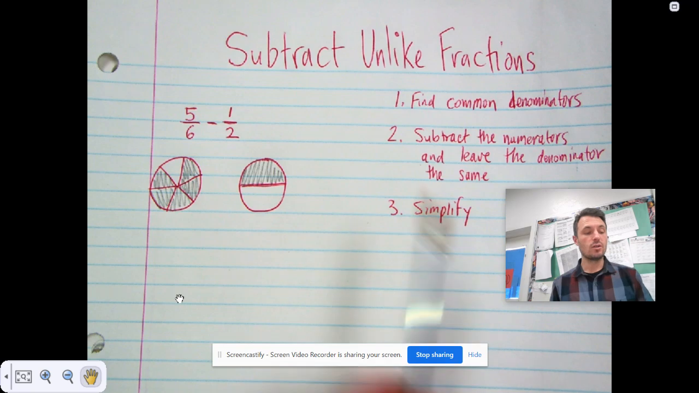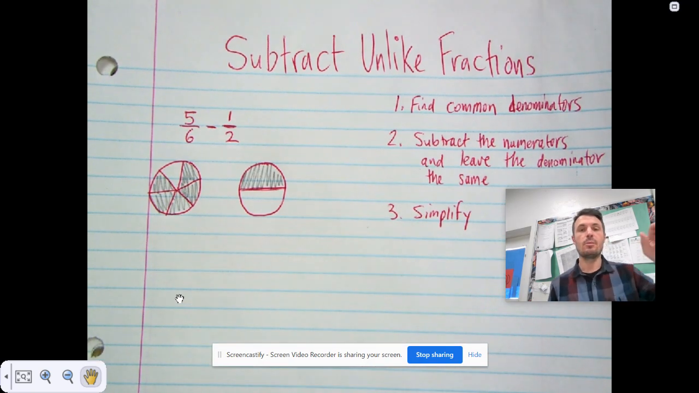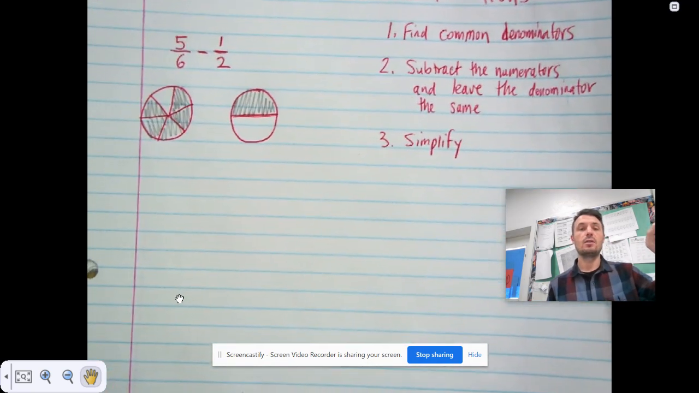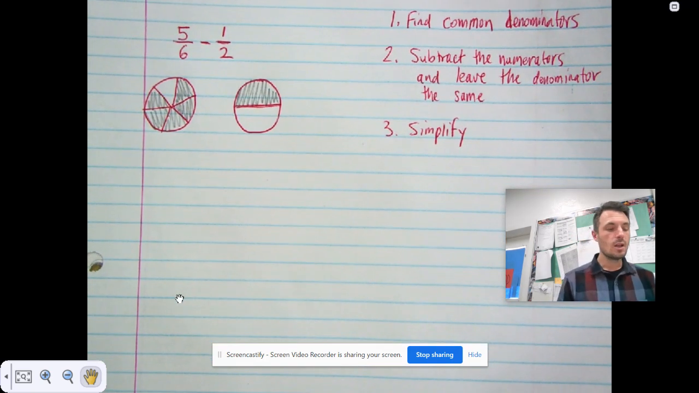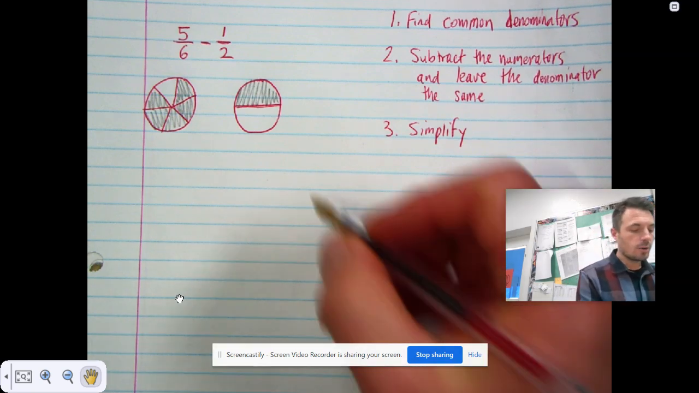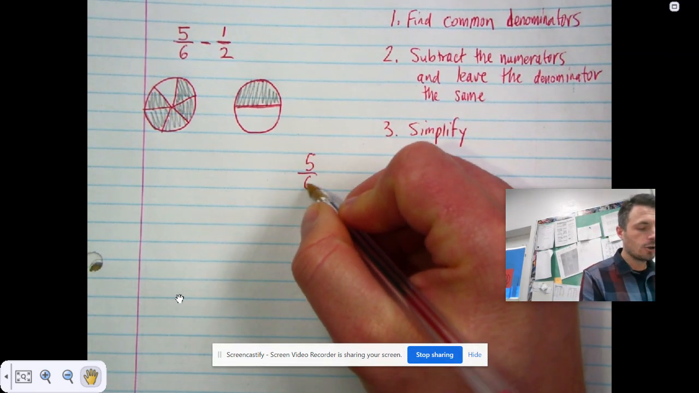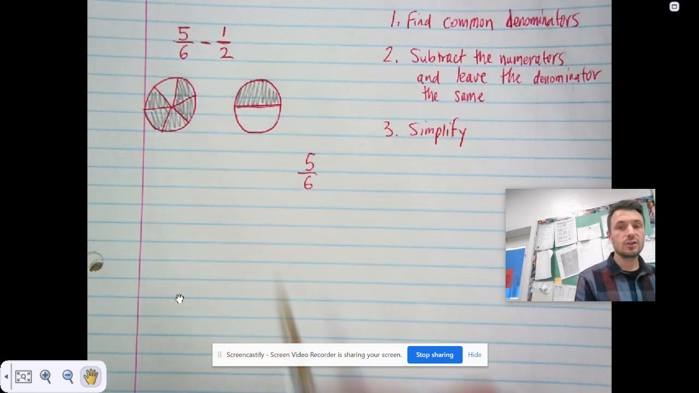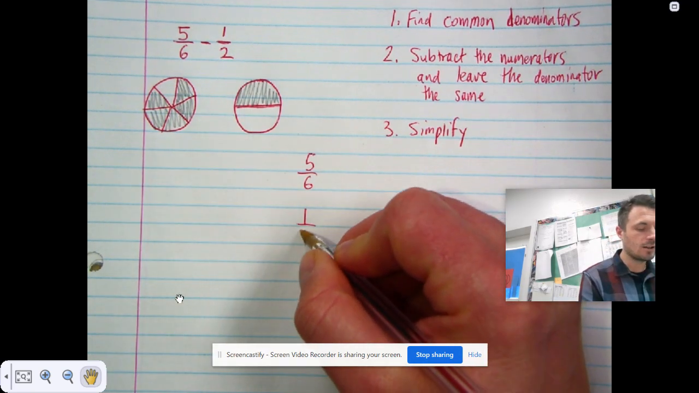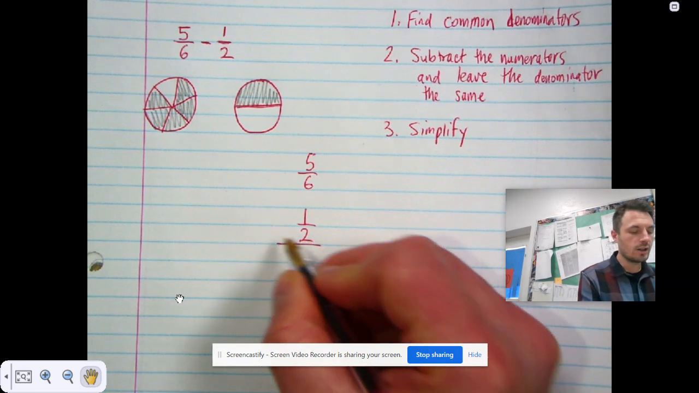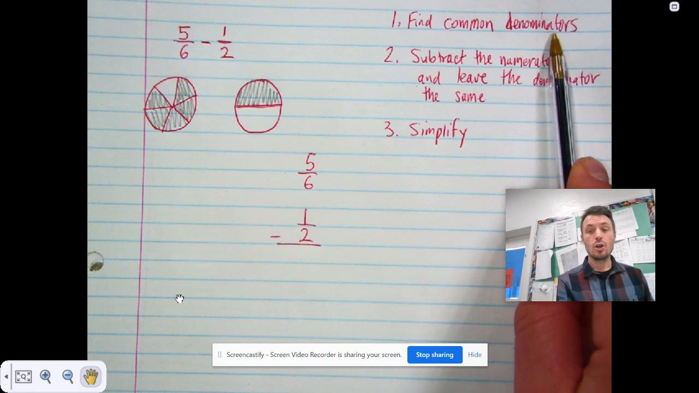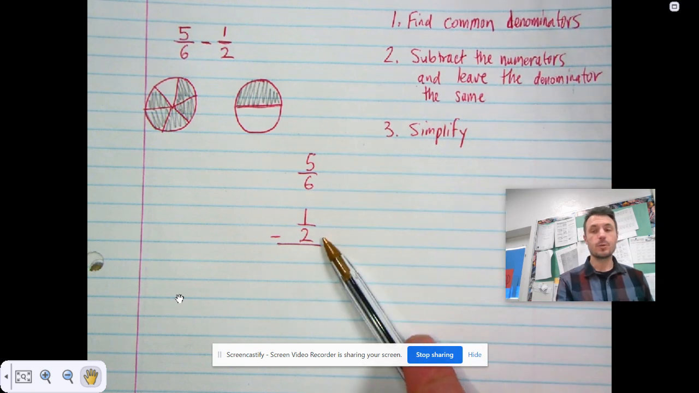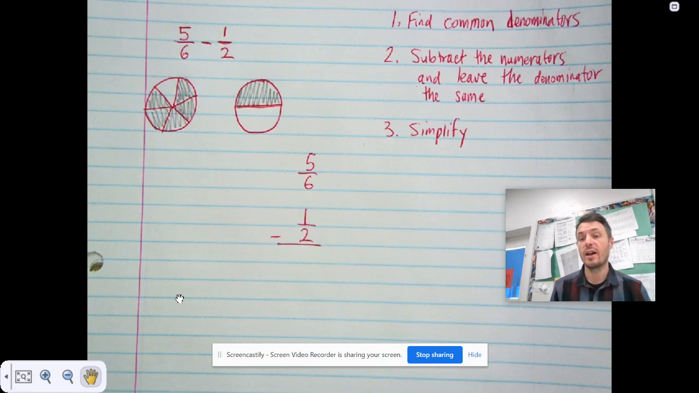Okay, so now let's follow these steps to make common denominators. Step 1 is find common denominators. Now, how do we do that? First of all, the first thing I always recommend is stack the problem. Don't try to solve it across like this. It just gets too confusing when you make common denominators. It's better to do it up and down. The first step, find common denominators. We have to list the multiples for both denominators until we find the LCM, or the least common multiple.